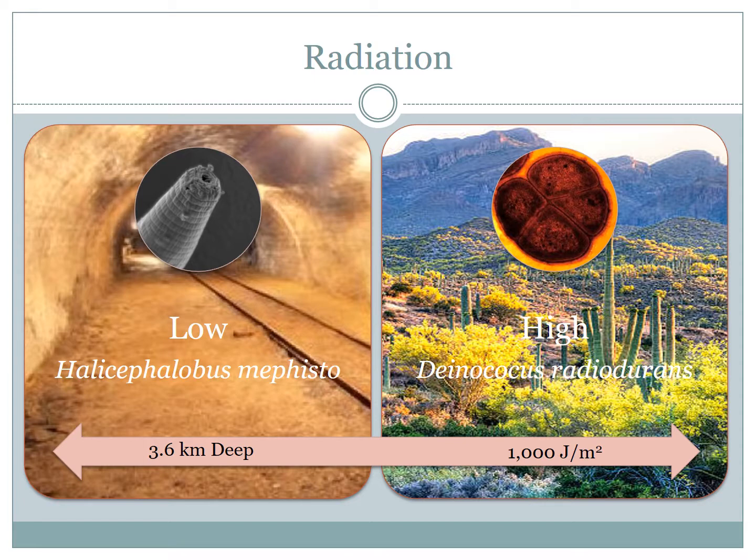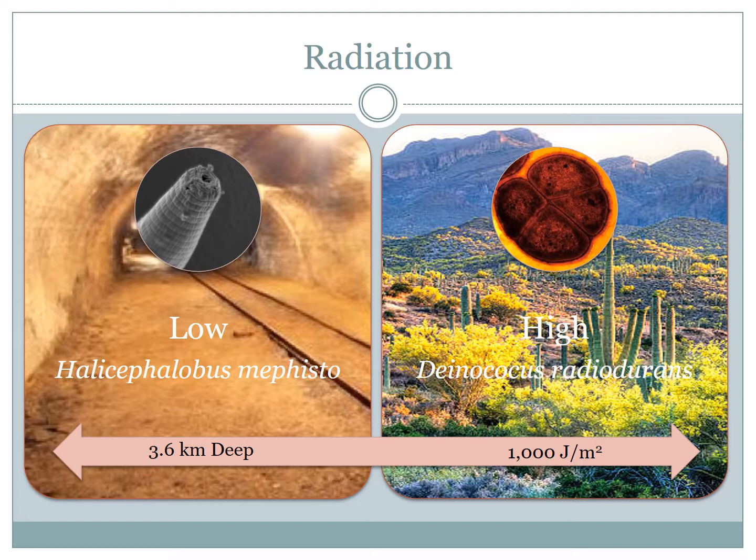The next modulator that we'll look at is radiation. Now we see some various distinctions when we look at the two ends of this. So on our low side, we find a nematode that was discovered in the Beatrix Gold Mine in South Africa. It was discovered deep within the mine, about 3.6 kilometers down into the mine. And so this nematode is Halicephalobus mephisto, and again, found deep within the mine, existing on molecular processes there.